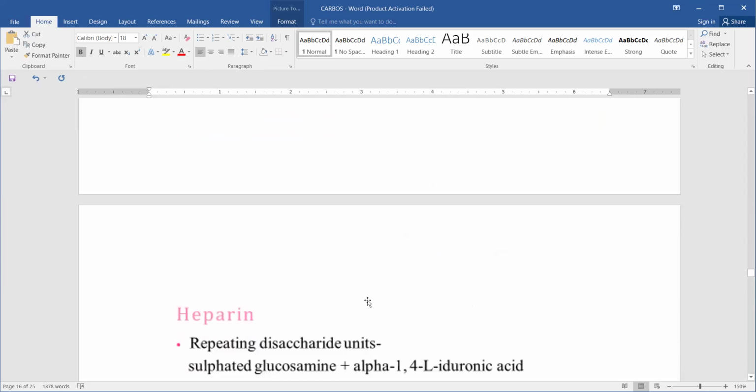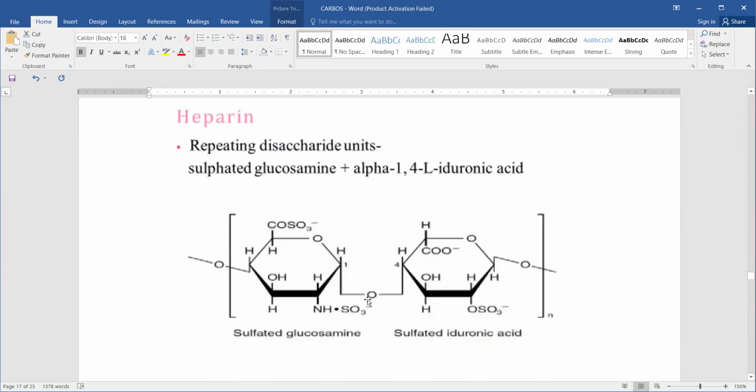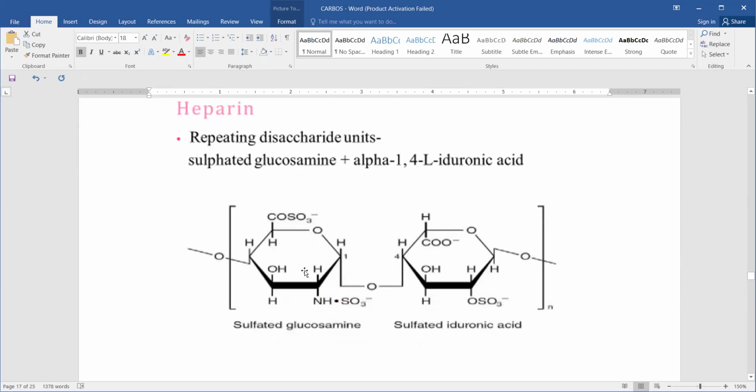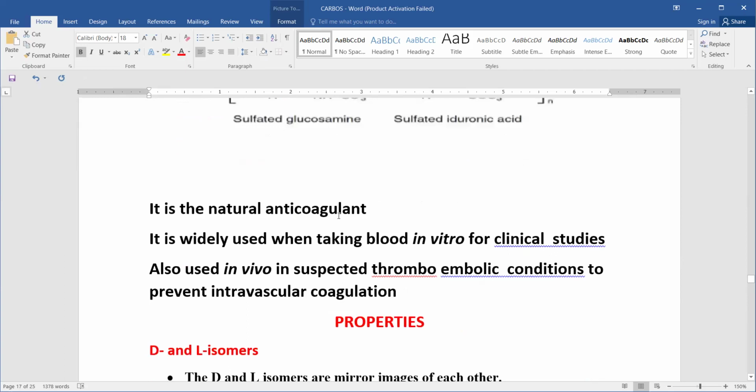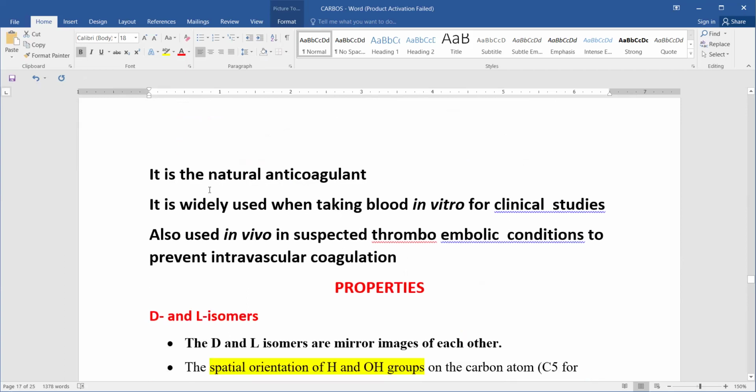Okay, so heparin is also a heteropolysaccharide which is made up of sulfated glucosamine and sulfated iduronic acid. These are repeated to form heparin. It prevents blood clotting in the blood vessels. Yeah, it is a natural anticoagulant.